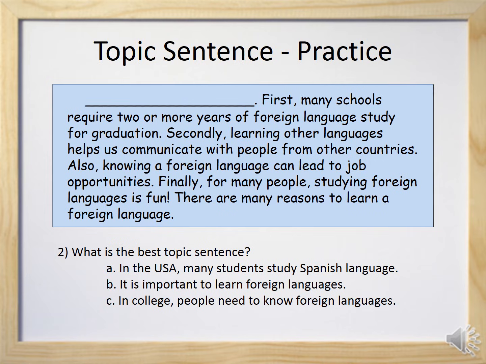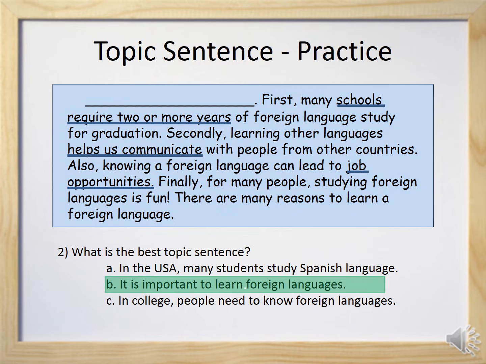Number 2, what is the best topic sentence? The answer is B. How do we know this answer is correct? Well, we can look back to the detail sentences. Detail sentence 1 tells us that many schools require 2 or more years of foreign language study for graduation. Detail sentence 2 tells us that learning foreign languages can help us communicate with people from other countries. And detail sentence 3 tells us that knowing a foreign language can lead to job opportunities. All three of these details explain topic sentence B. They give reasons why it is important to learn foreign languages.